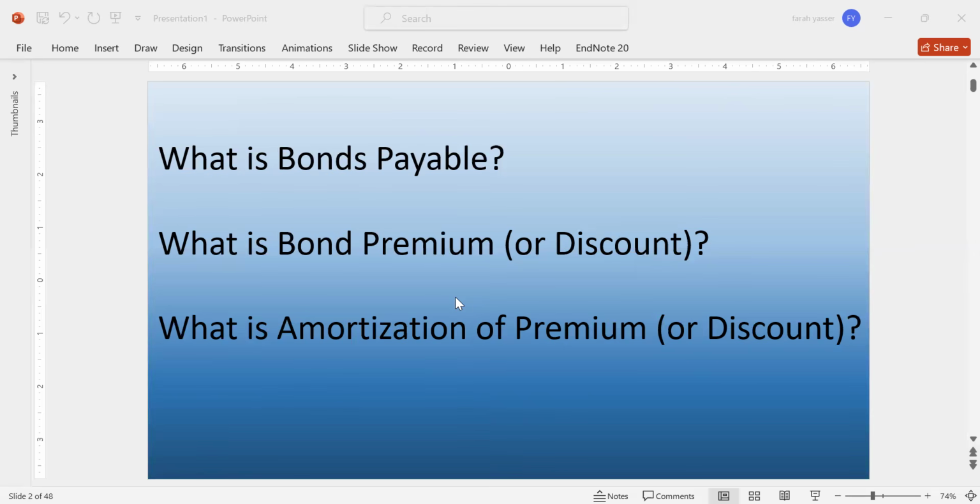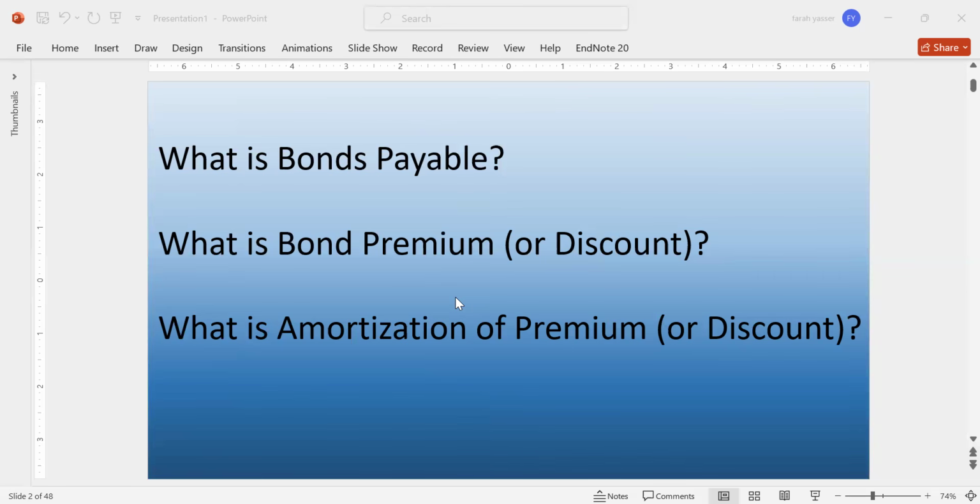Next is amortization of premium or discount. We have just discussed bond premium and bond discount. The amortization of that premium or discount refers to the process of gradually writing off the premium or the discount on bonds payable over the life of the bonds. Writing off means to reduce or to eliminate.